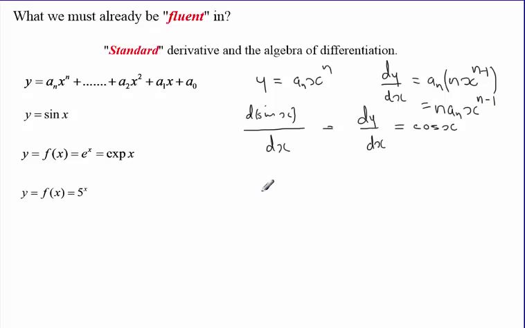In such a case, if this was x to the power 2, then this y prime, which is another notation for dy/dx, which I'm reminding you of also, will simply be 2x to the power 2 minus 1, which equals 2x.